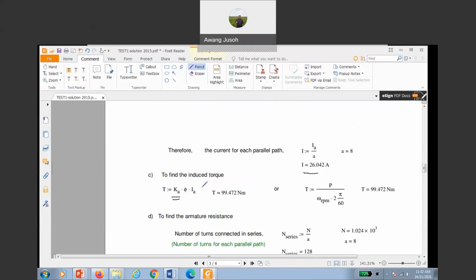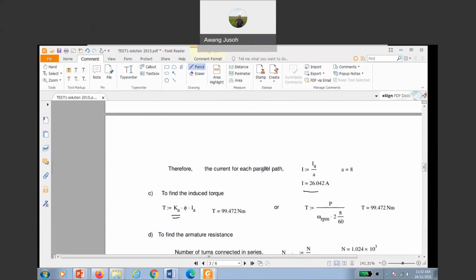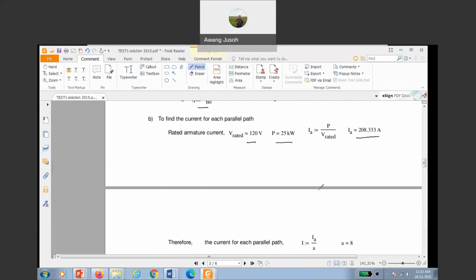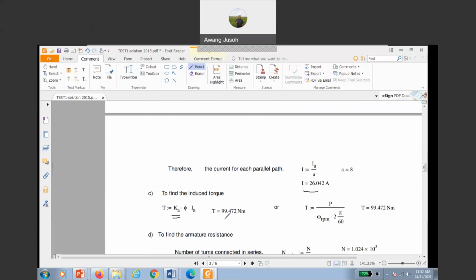And the flux, we know already, here, 1.465 multiplied by 10 to the power negative 3. Then we know the Ia, which is the total current just now, which is 208. So by multiplying these three terms, we can find the torque produced, 99.472, or it can also be worked out by torque equals power divided by speed. You got the same answer.